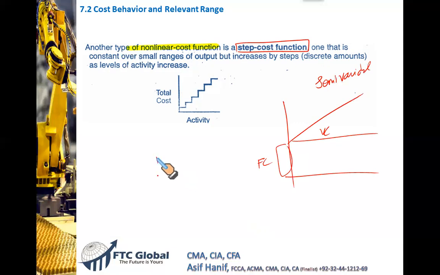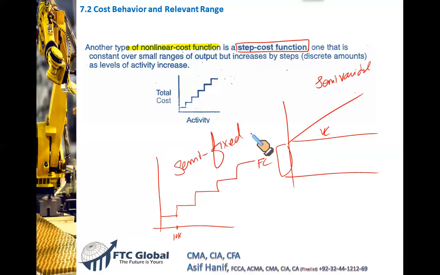But the cost that takes steps this way remains fixed for a certain level. Maybe your rent stays the same for a certain level of occupancy. You can store maybe 10,000 units in this space. When the units increase from 10,000 to 20,000, you have to take another warehouse on rent. So your cost takes a step this way. This kind of cost is called step cost, but this cost, specifically the example I've given you, is called semi-fixed.